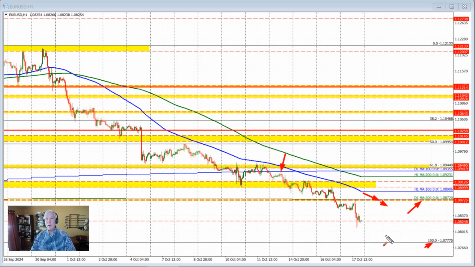So be aware of that, but also be aware of what's happening above. That would shift the bias more to the upside, and that would be getting above the 200-day moving average and then getting above the 100-hour moving average, which is moving closer and closer to that 200-day moving average, and will likely be below it in trading tomorrow. So that's my updated look at the euro versus US dollar.